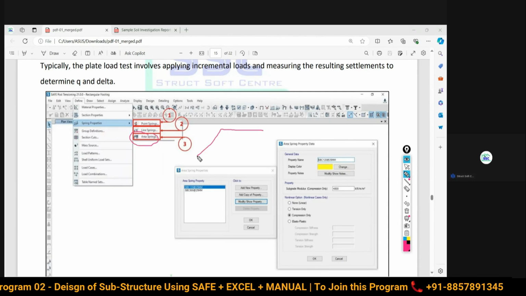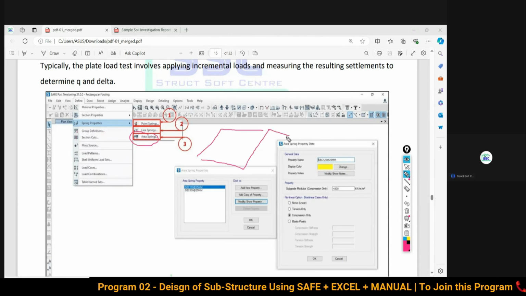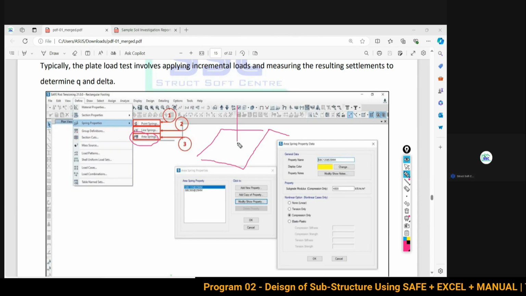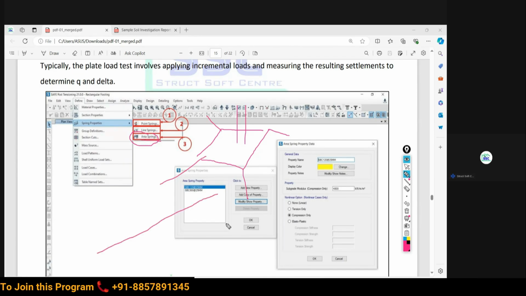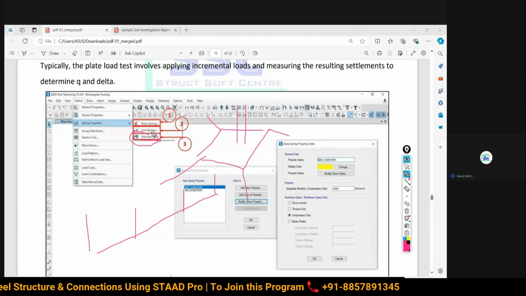If you are going to impose the load over the soil by area, what did we do? Here we placed the column on the plate, on the foundation, and through this foundation the load is going to be transferred to the soil, so it is going to become an area spring. If you are going to consider a line element like a beam, and through that beam you impose the load to the soil, it is going to become a line spring.